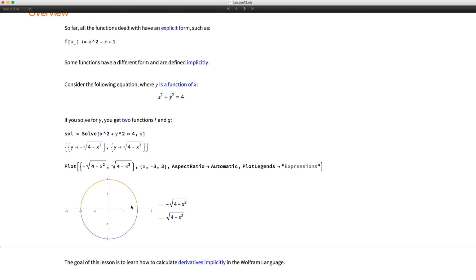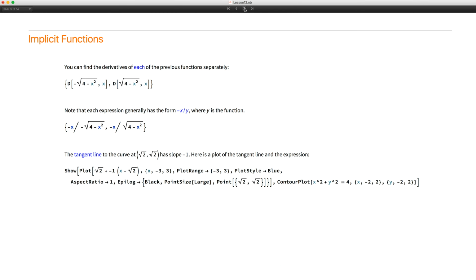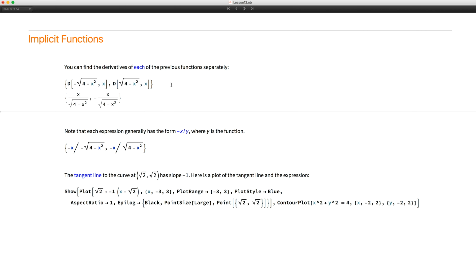So that's the notion of an implicit function, and today what we'll do is talk about how you can find derivatives implicitly in the Wolfram language. So let's try and do this in one way. You could take the two functions from the earlier slide and try and work out their derivatives separately. So you get back two answers.